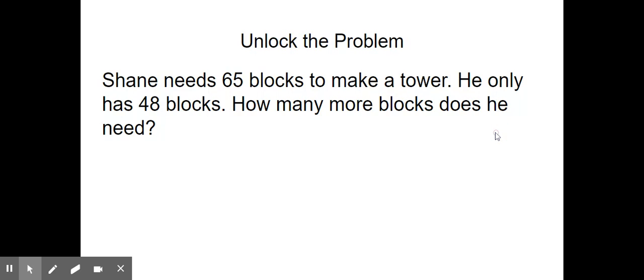Let's get started. We are going to start with unlock the problem. Please make sure that you have your packet with you. Let's read the problem. Shane needs 65 blocks to make a tower. He only has 48 blocks. How many more blocks does he need?